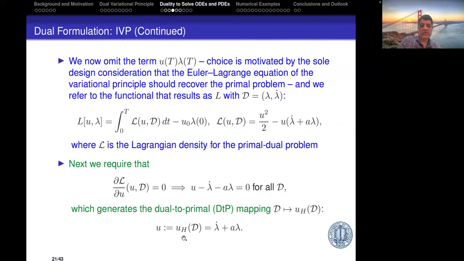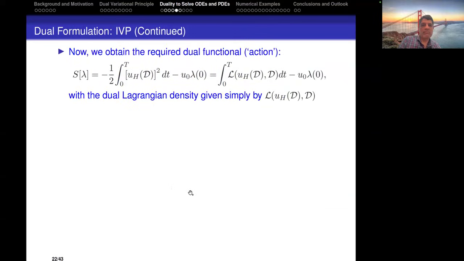So now I say, okay, there is this mapping between lambda and U in this way, which I obtained from this: lambda dot plus A lambda. So I have this magical mapping, so to speak, lambda dot plus A lambda, and we're going to use that subsequently also. Okay, so now I basically go back and say, what is my S?